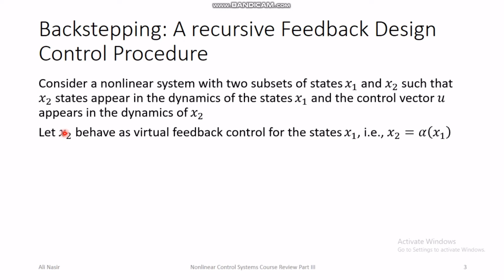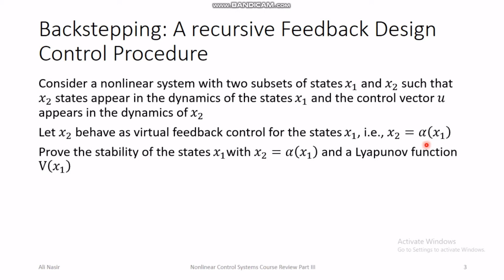In order to do that, you have to make x2 behave like a virtual feedback control for x1. For example, x2 can be defined as some function alpha of x1 which asymptotically stabilizes the dynamics of x1. So prove the stability of x1 with x2 equal to alpha of x1, and in order to prove the stability, you will have to use some Lyapunov function. We call it V of x1.